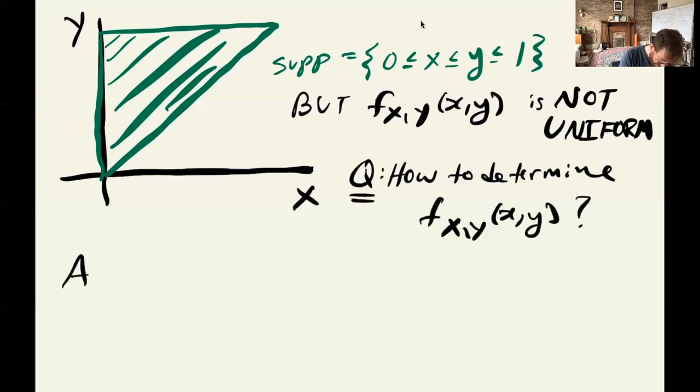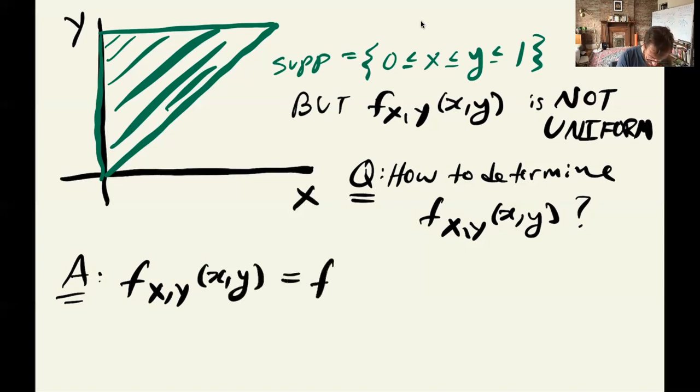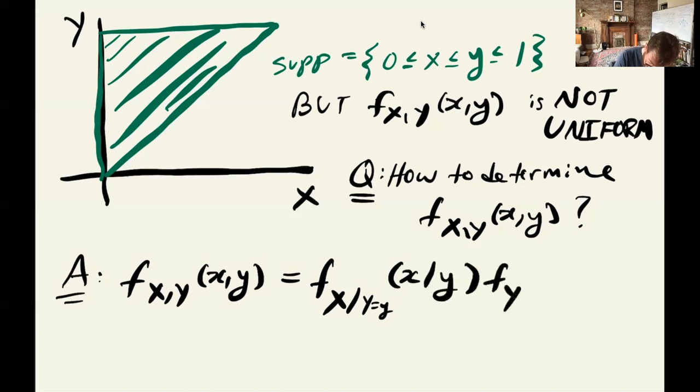Well, the answer is we want to use this basic expression for conditional probability, which is that f of x, y can be viewed as the probability of x, given that y is equal to little y, x conditioned on y, times f of y at y.